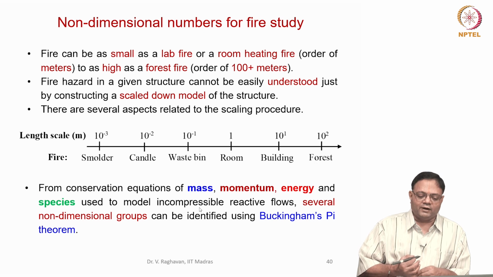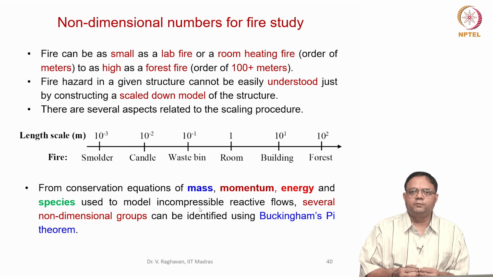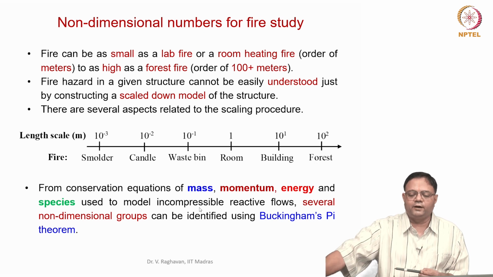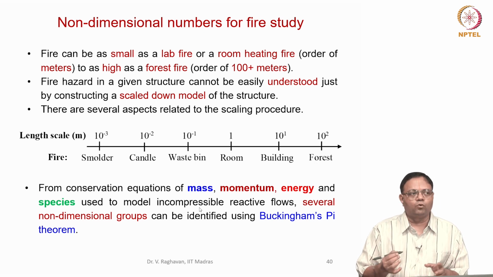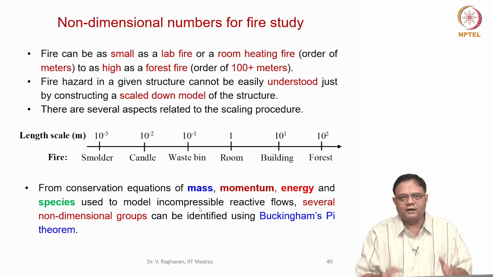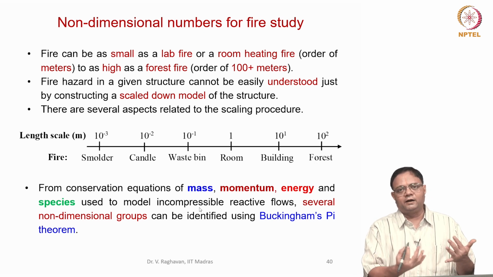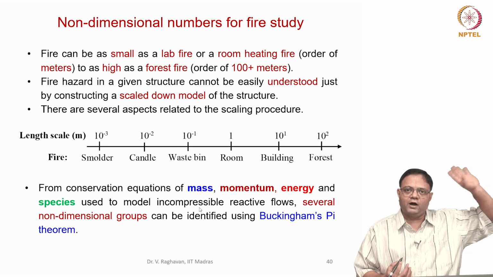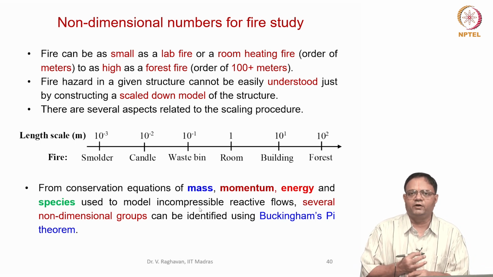That means the fire can be as small as a lab fire. That means you take a lab scale instrument and try to burn something there. Or it can be a room heating fire. In a room, we typically put some wood logs in a particular place which is underneath a chimney and try to burn them so that the wood logs burn and radiatively you get the heat to the room. In cold countries they use this, and the smoke actually goes out through the chimney. So this is the smallest possible room heating fire.